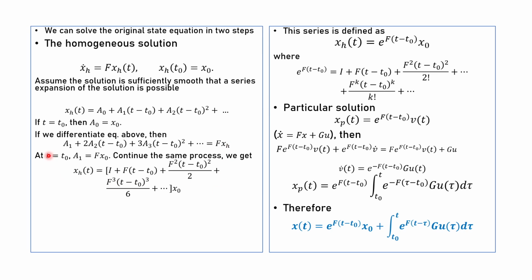And if you substitute t by t0, you get A1 is just F times h0, and you continue the process by taking the time derivative for more orders, and finally you can define h as this. And if you observe it clearly, actually this is just the Taylor series expansion of the exponential term. Okay, so you have the solution of h as an exponential, also called the transition matrix.